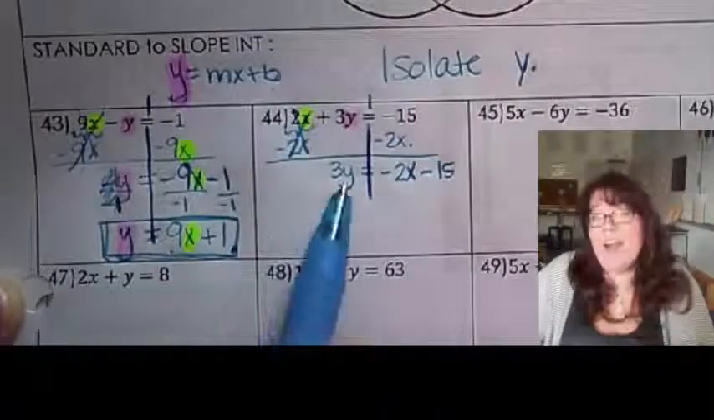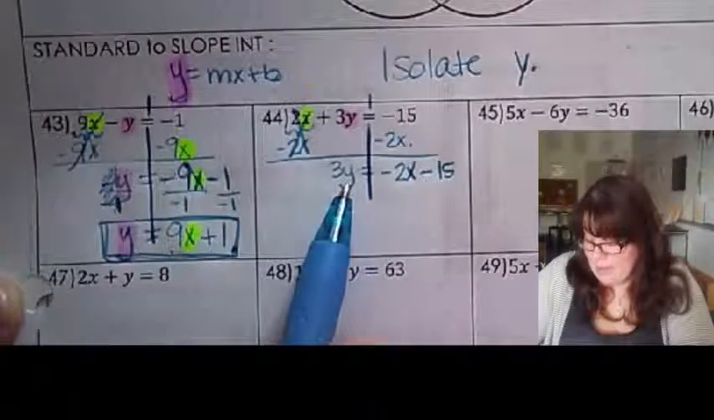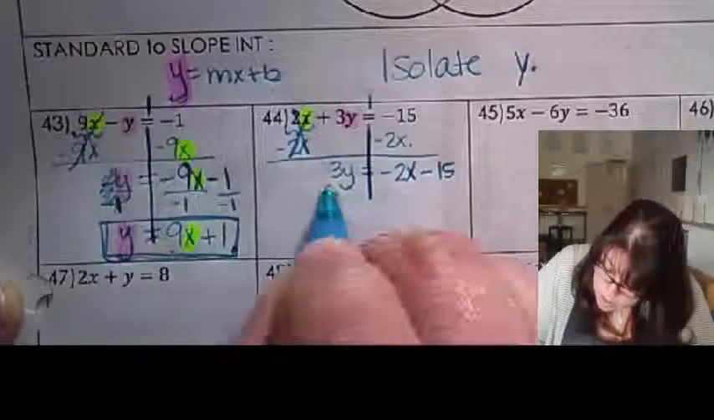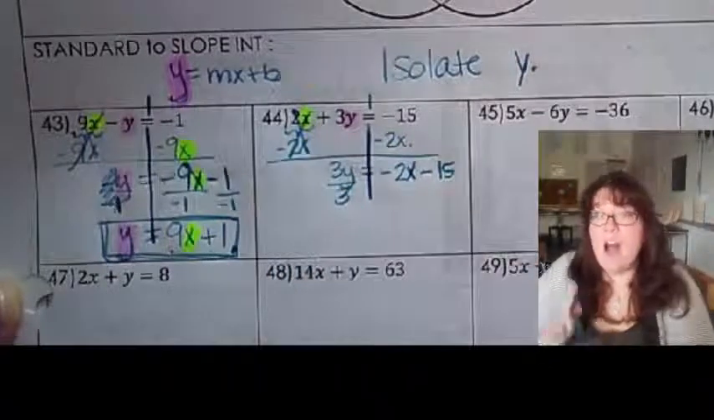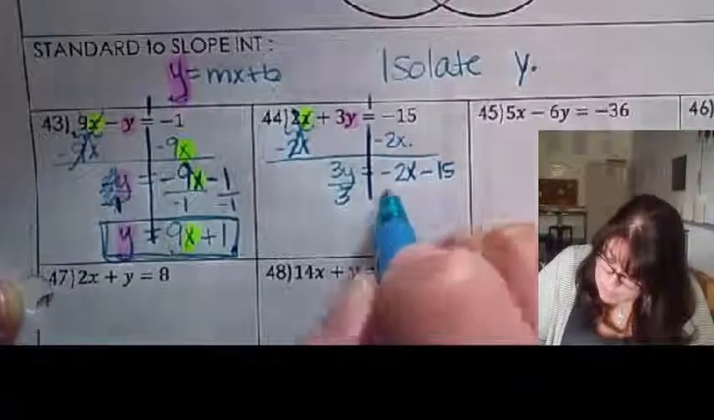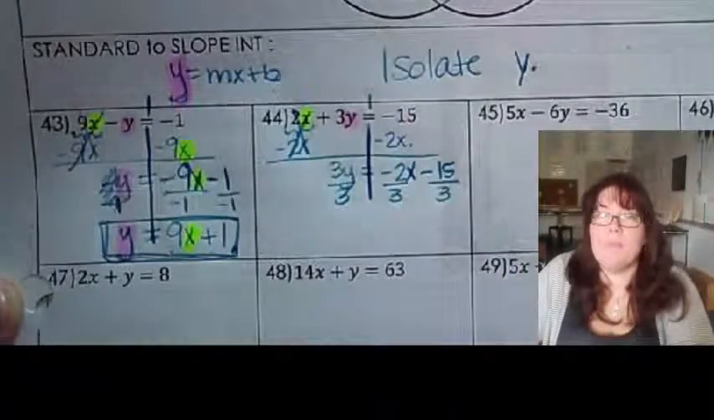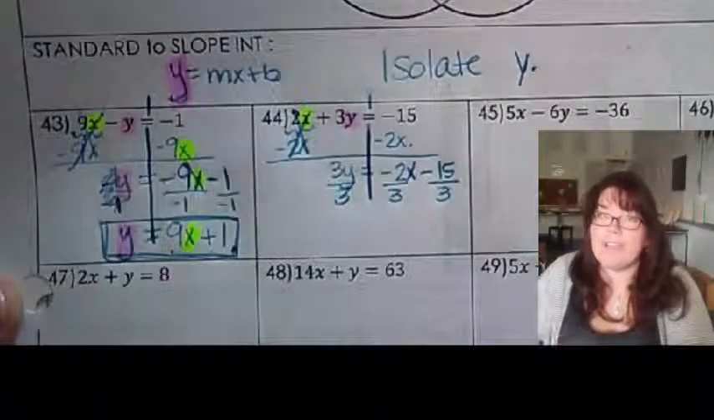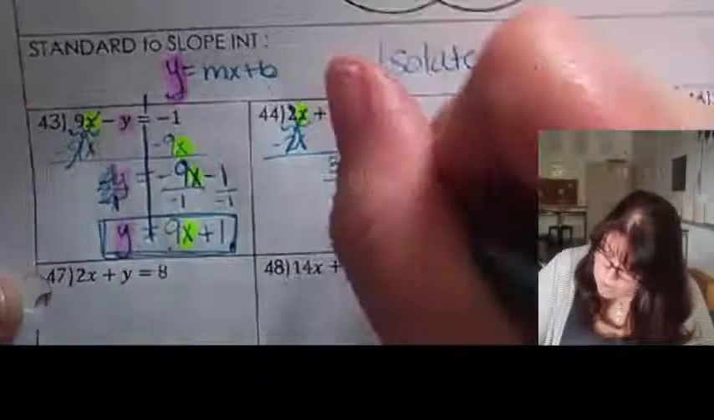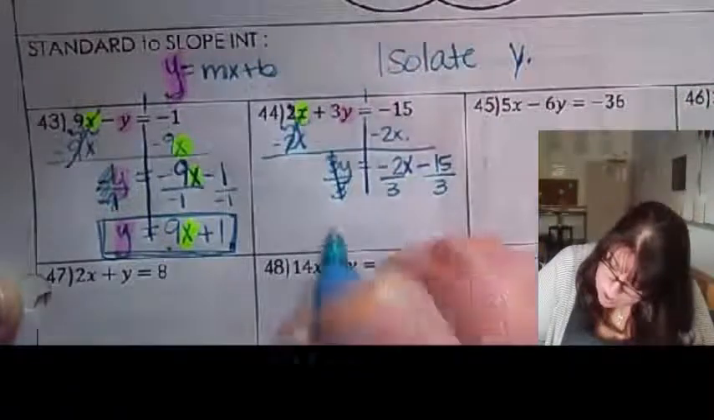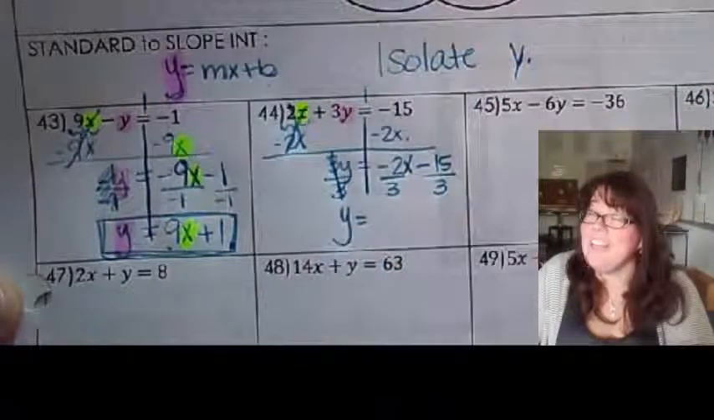Now to get y all alone, I'm going to have to divide by 3. So no problem on the left. On the right, though, I'm going to divide by 3 for both of these. Not just the first term, not just the last term. Everything gets divided by 3. So on the left, they cancel, leaving me with y all alone. That's what I wanted. Yay!